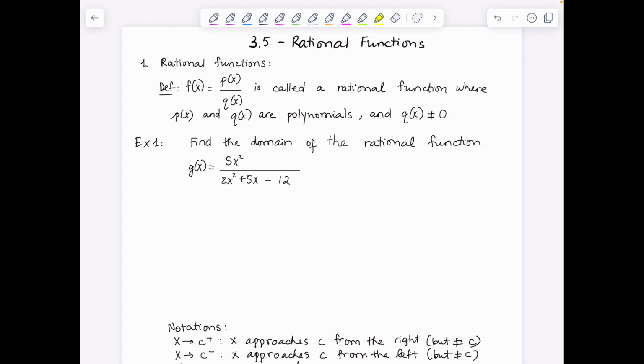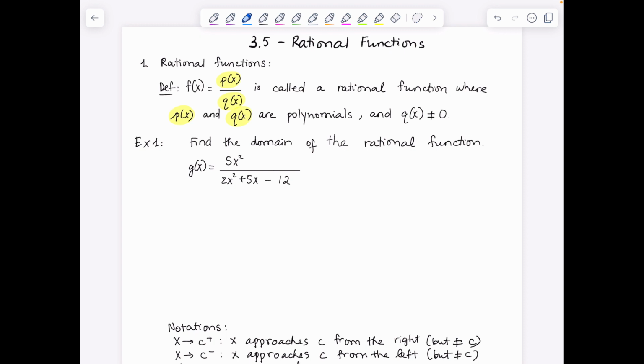A rational function is a function of the form p of x divided by q of x, where p of x, the numerator, and q of x, the denominator, are polynomials, and q of x cannot be zero because we all know we can't divide by zero. We should always pay attention to the domain so we know what values the function can take and what values the function should avoid because they will make the function undefined.